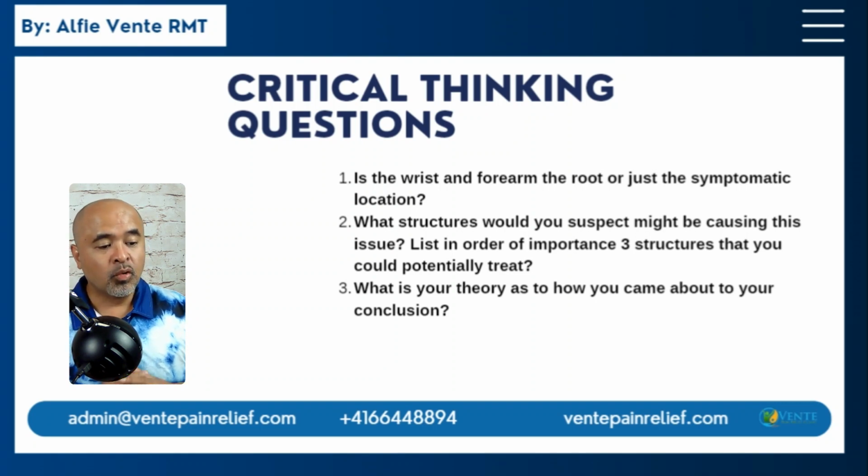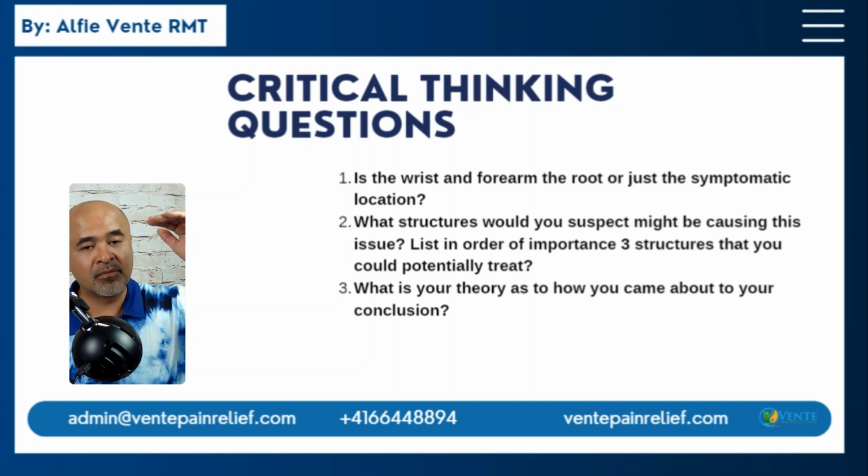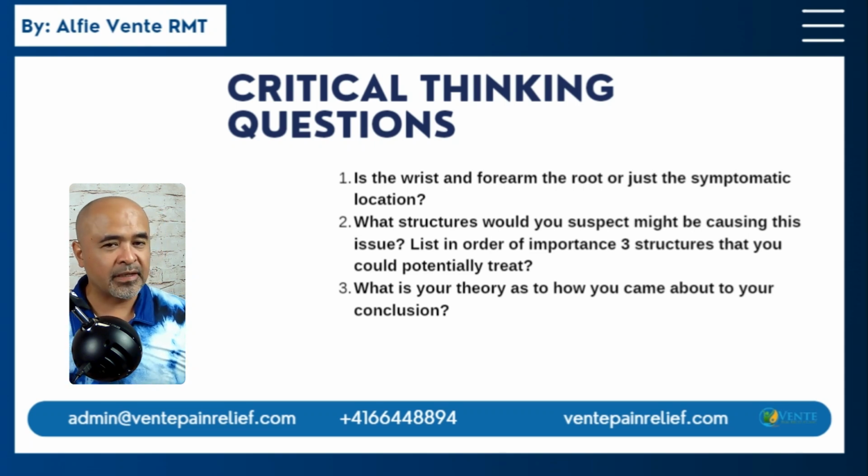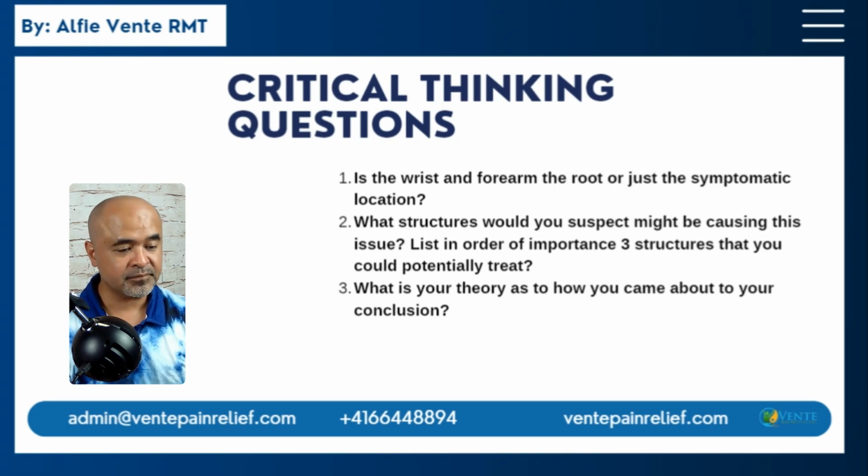Number 2, what structures would you suspect might be causing this issue? I want you to list in order of importance 3 structures that you could potentially treat. It could be a muscle, ligament, and so on, but you will list the structures in order. Number 3, what is your theory as to how you came to your conclusion? Think about your process, the reasoning for why you got to that conclusion. Write it down. Those are the 3 critical thinking questions.